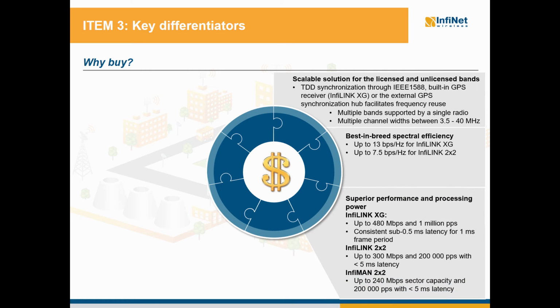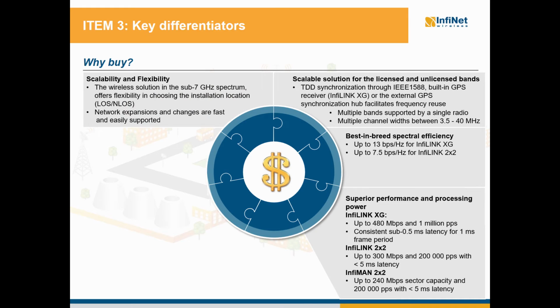The units feature also superior performance and processing power. For the XG products, a processing power of 1 million packets per second is available to sustain increased data transfer rates, and for the rest of the products we feature 200,000 packets per second processing power. The latency values are also very low for all our products, ensuring the tight demands of the real-time applications. The Infinet Wireless solution offers flexibility in choosing the installation location and offers support for the network expansion.